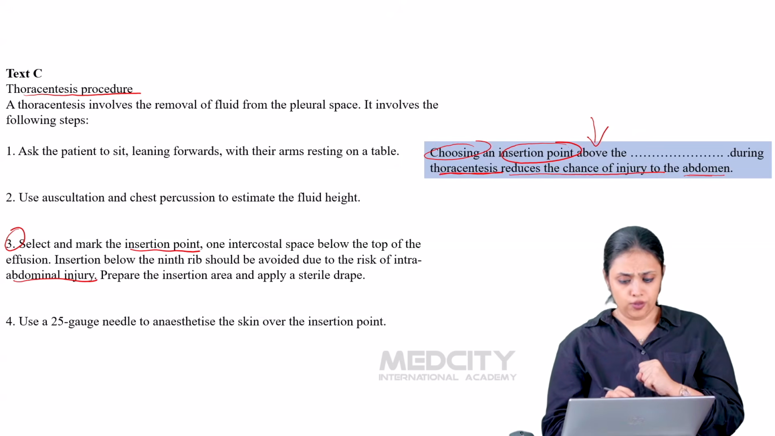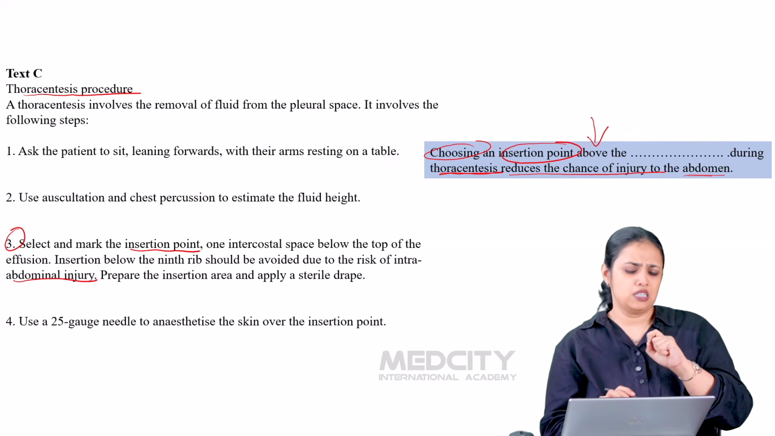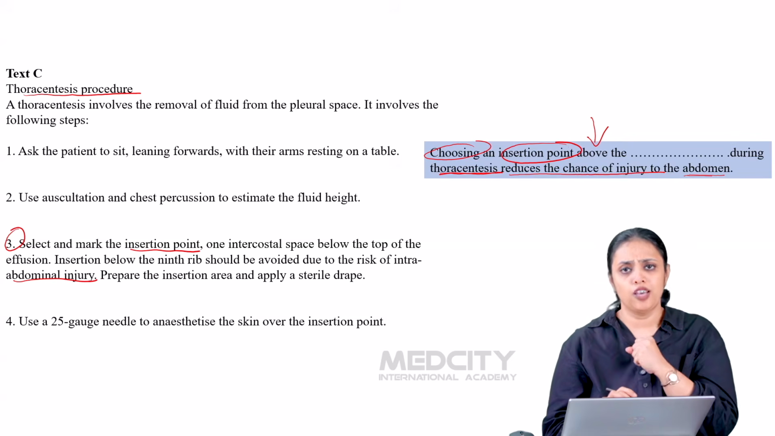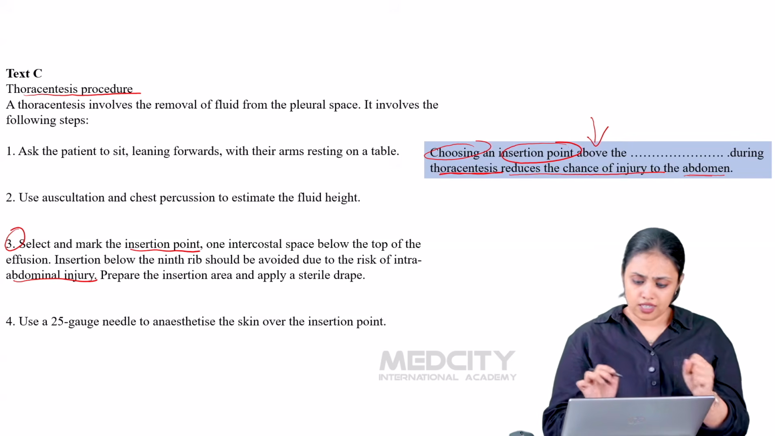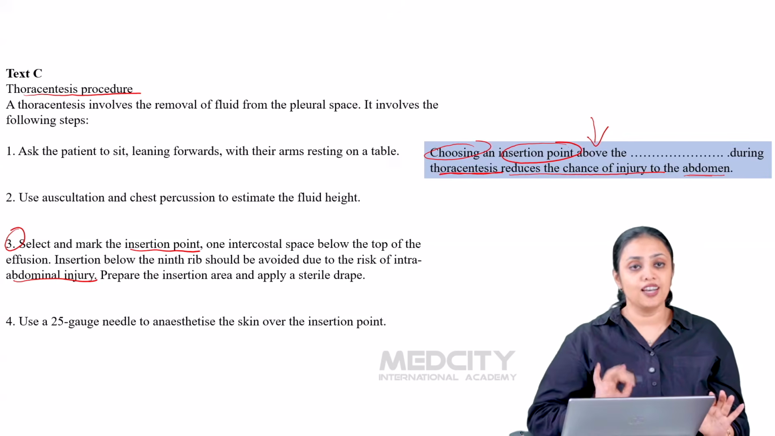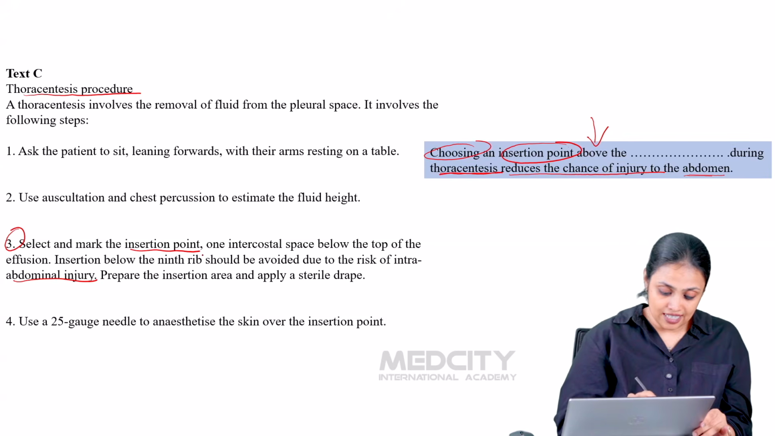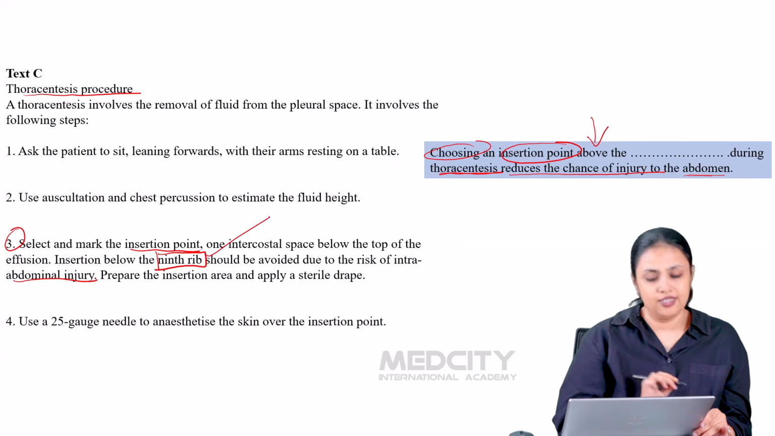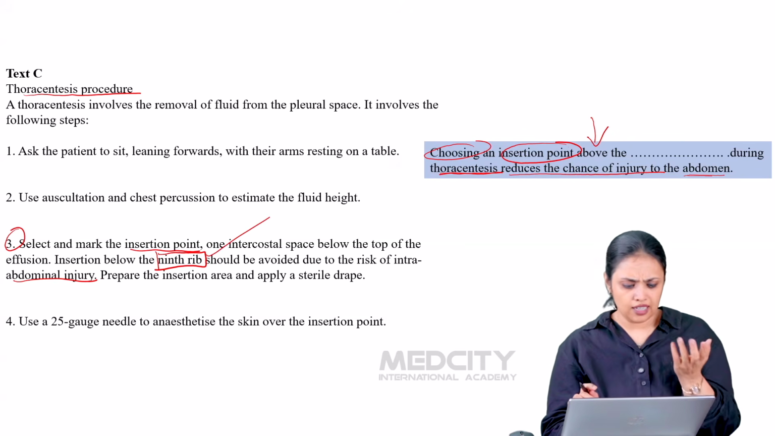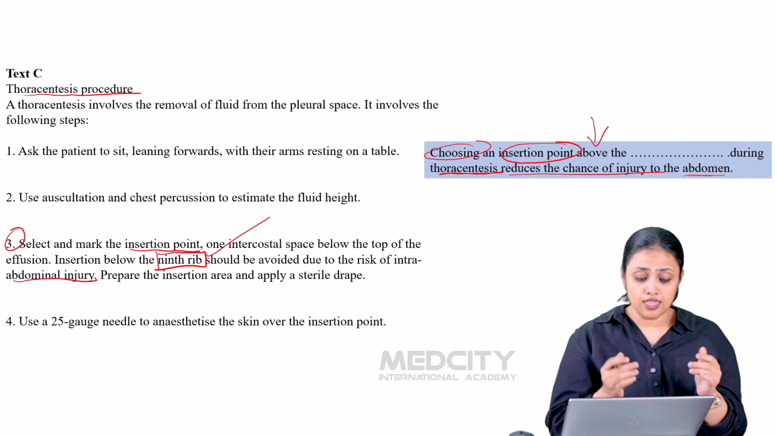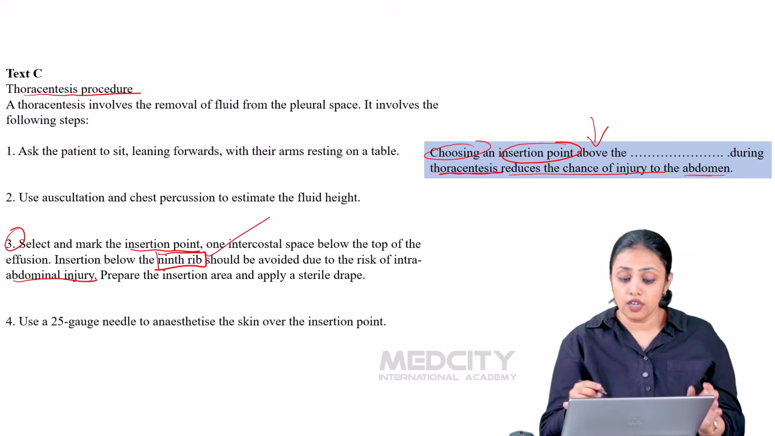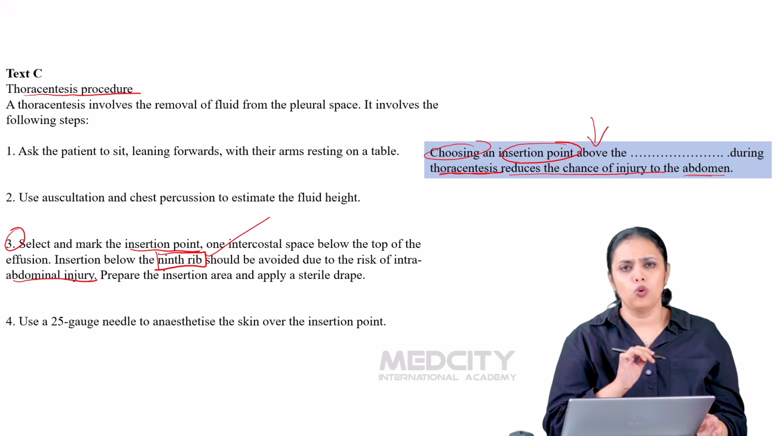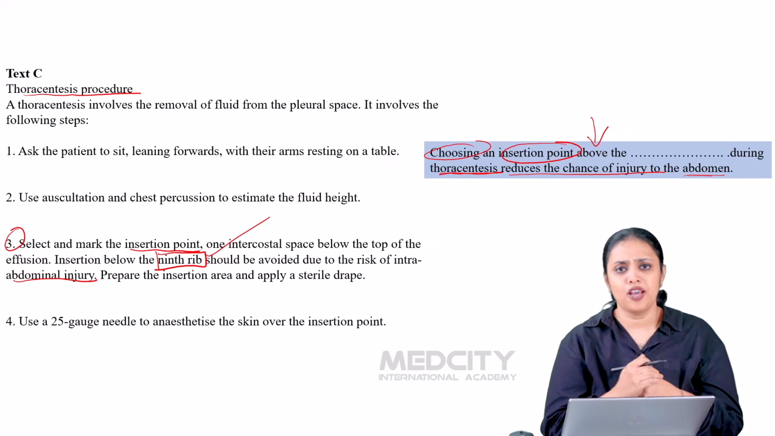Now what is the confusion? Sometimes some students say, how is that justifiable, the answer? Because here the answer, let me tell the answer first. The answer here is 9th rib. Now sometimes students say that, no, in the text it says that insertion should be below the 9th rib and the question says that above. So how is it justifiable?